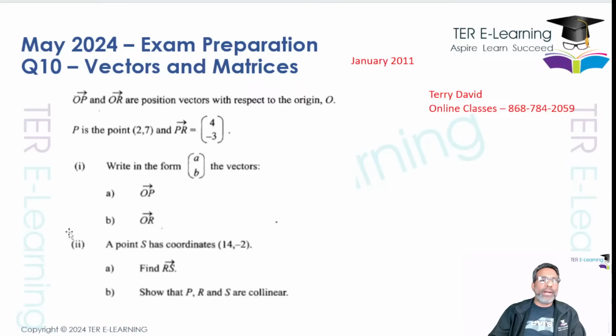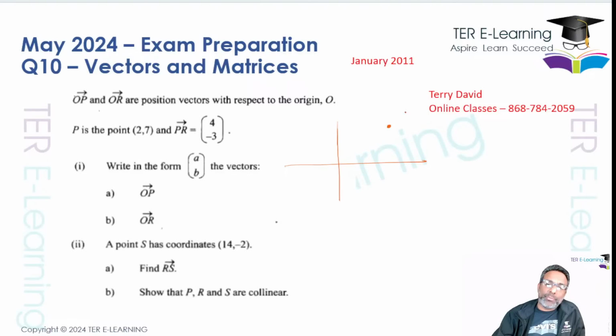All right, let's see what we have here. OP and OR are position vectors with respect to the origin O. The point P is (2, 7) and PR is (4, -3). Now, if I have to do a question like this, I need to see what's happening. So the point P is (2, 7).